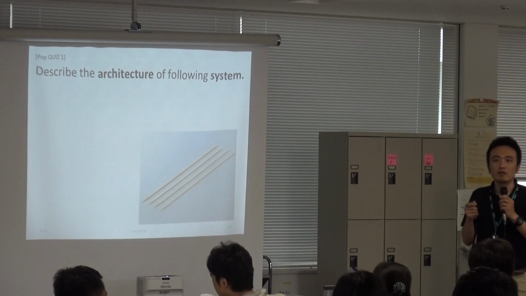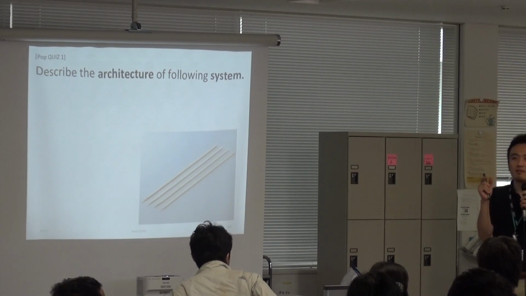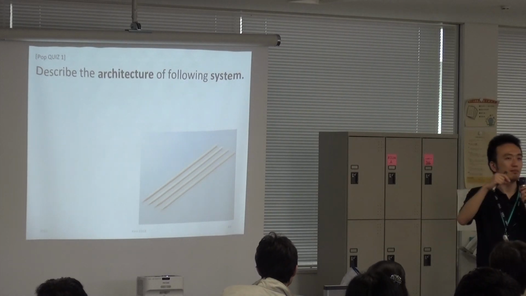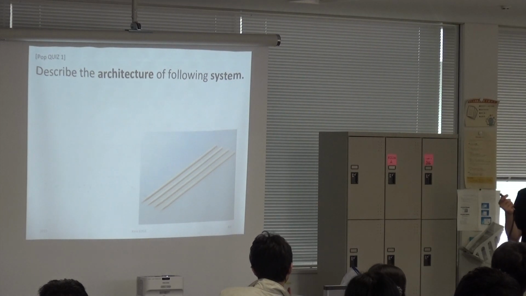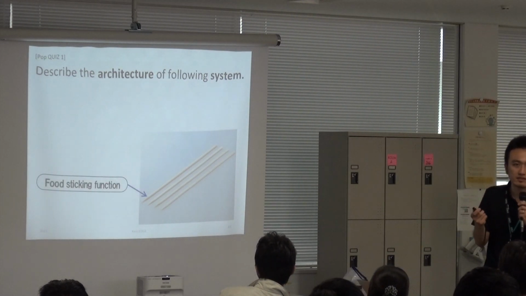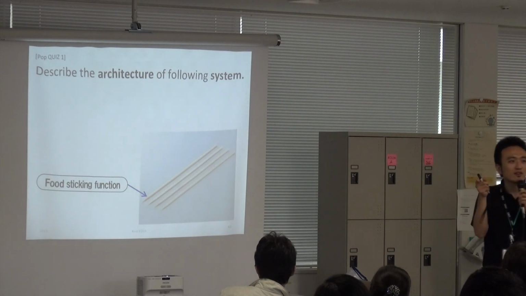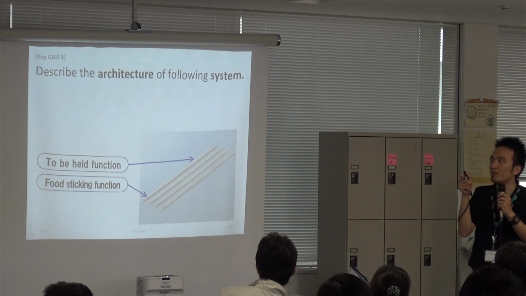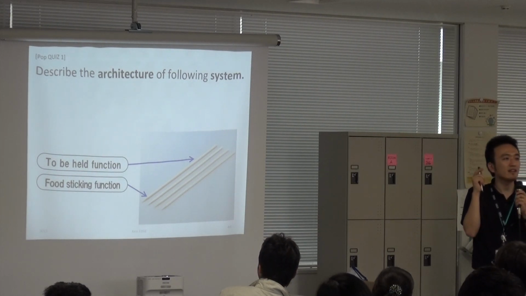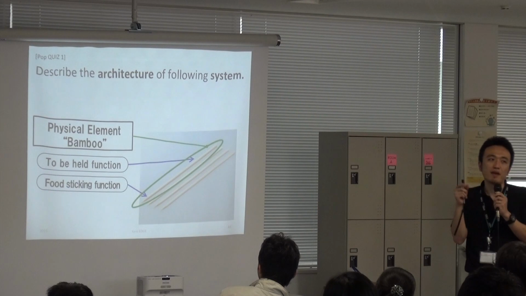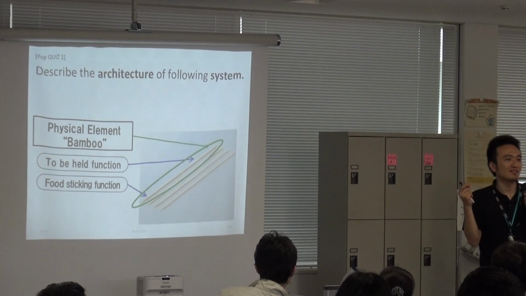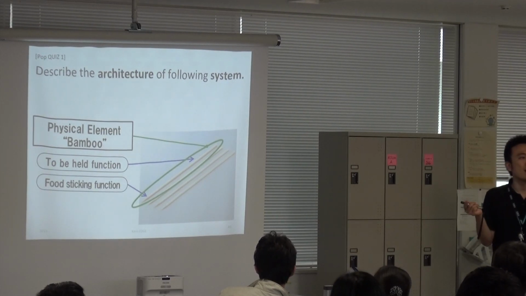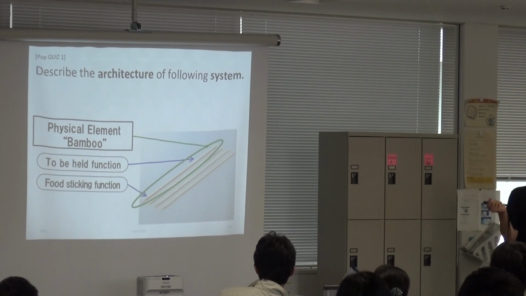Thank you. So if you look at just the physical element, there's just one thing, right? The bamboo skewer. But again, the viewpoints. You forgot about the functional viewpoint. Now you see multiple elements interacting. So food sticking function, right? And to be held function, right? And there is a physical element called bamboo. I don't know if it's really bamboo or not, but some kind of wood-looking piece, okay? So now you see multiple elements interacting. I mean, physically connected in this case, right?